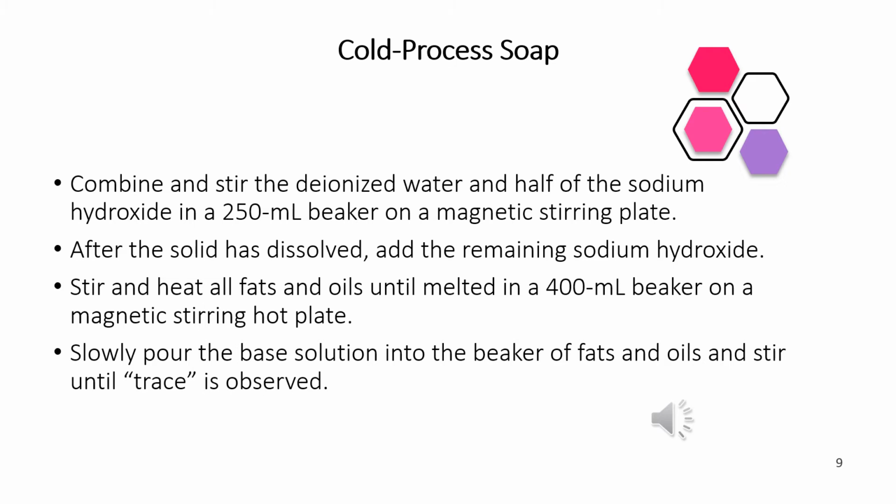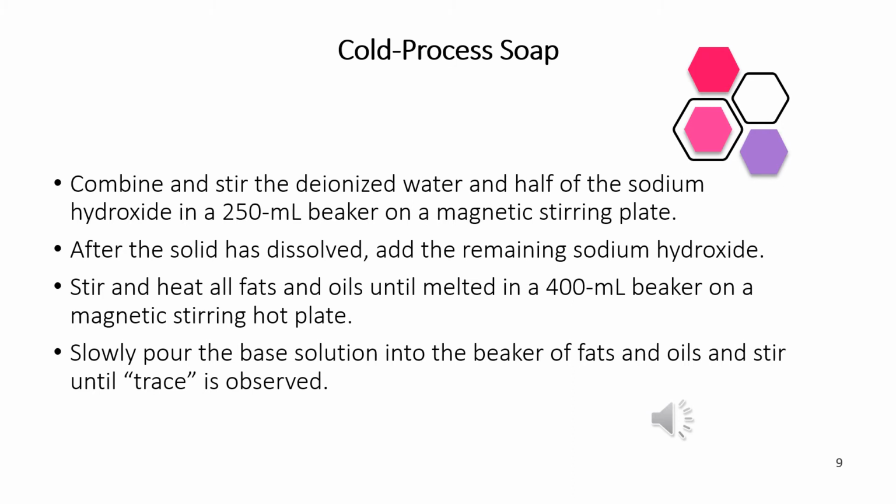Cold process soap. How we can make the soap using the cold process. Combine and stir the deionized water and half of the sodium hydroxide in a 250 ml beaker on a magnetic stirring plate. To make a soap through cold process, we combine and stir the deionized water and the sodium hydroxide in a 250 ml beaker kept on a magnetic stirring plate.